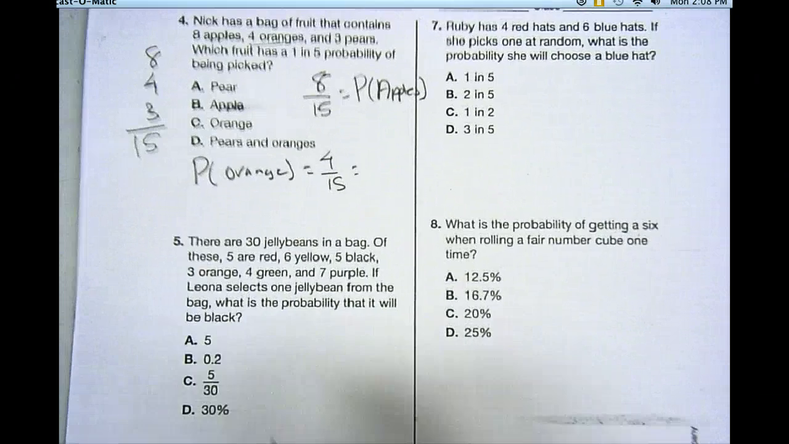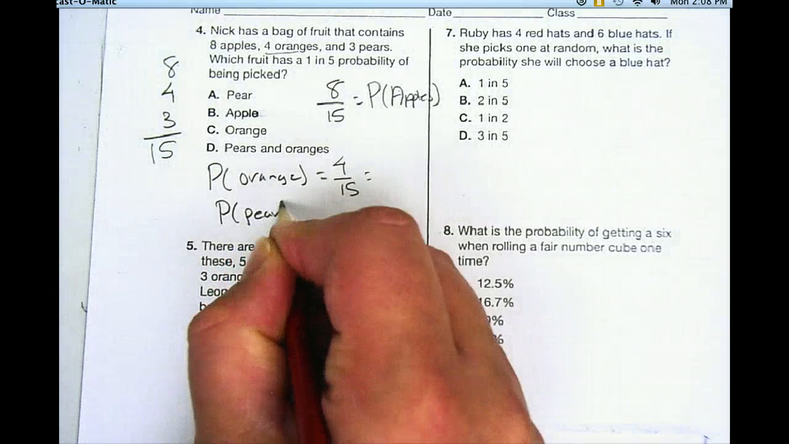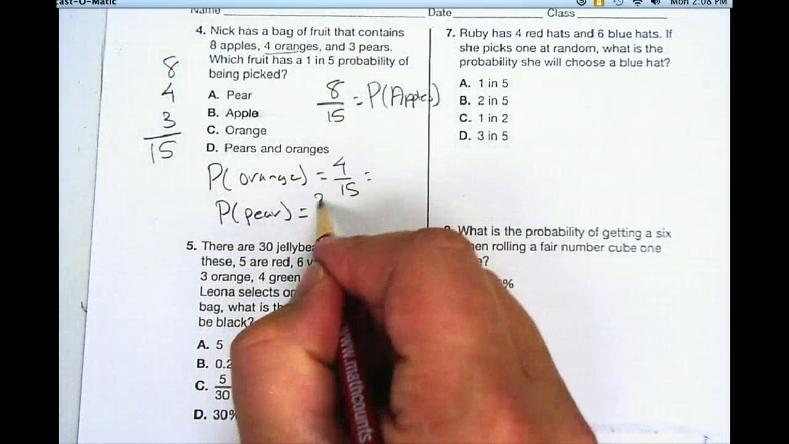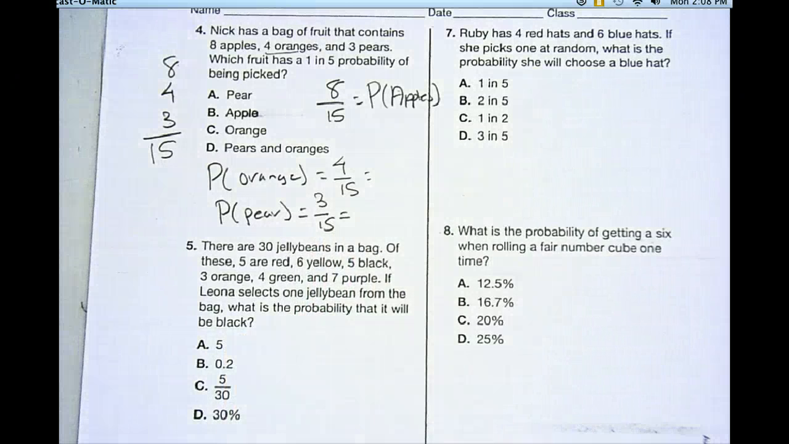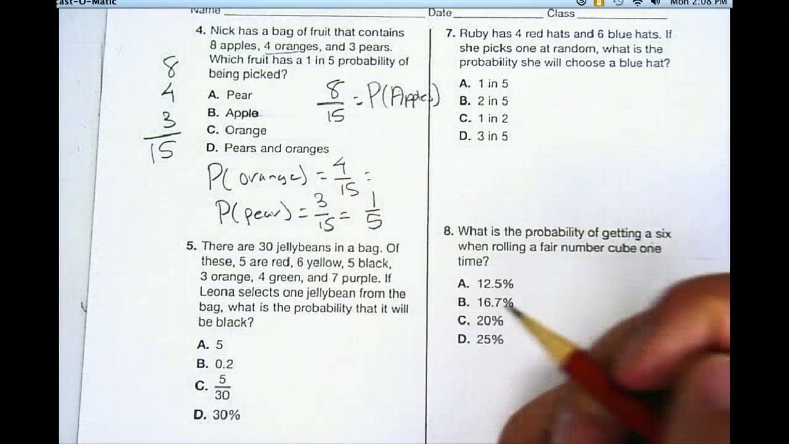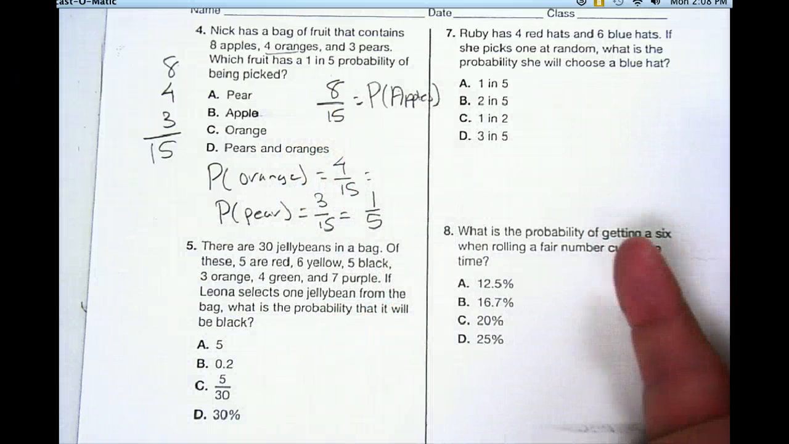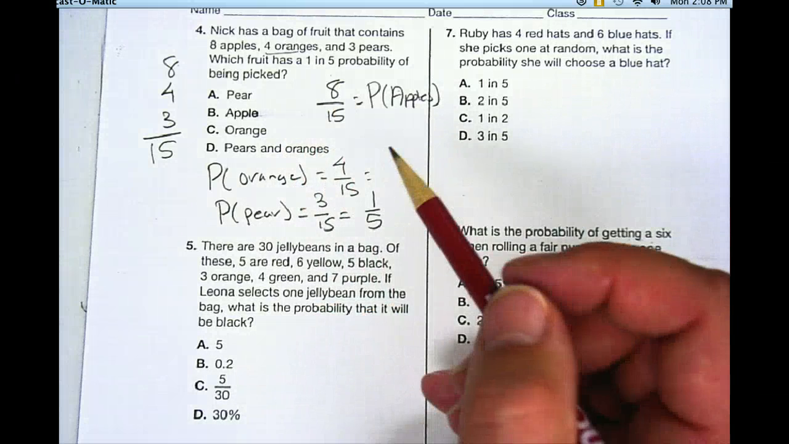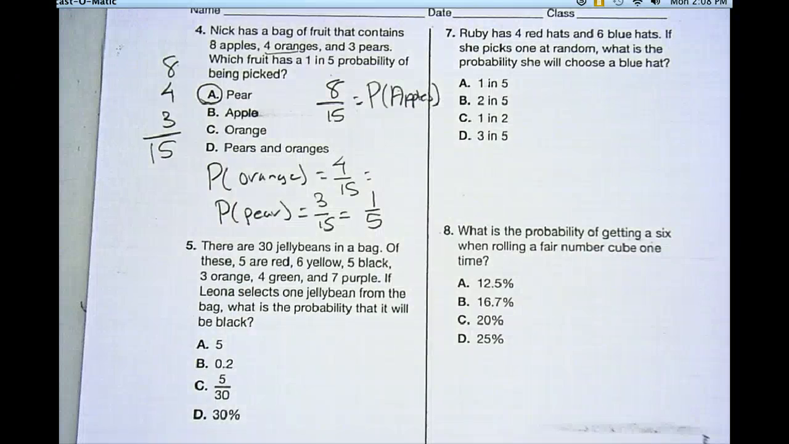The last one is pears. So let's try pears. The probability of a pear is going to be 3 out of 15. And 3 divides both of those. 3 divided by 3 is 1. 15 divided by 3 is 5. So it's 1/5, which is a probability of 1 in 5. 1 in 5 is the same as 1 out of 5. So it's going to be pears. So I find the pear, and it's letter A.